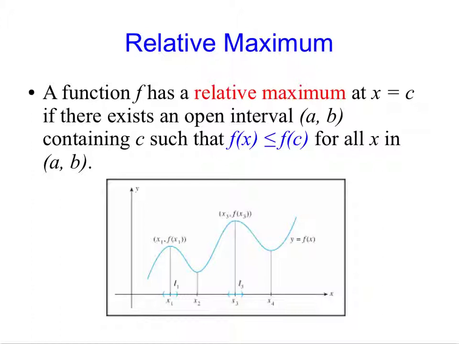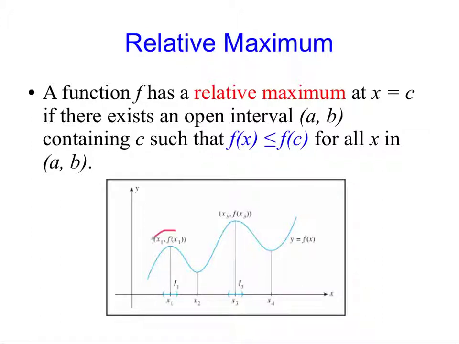So just like we defined increasing and decreasing, we're going to define relative maximum. A function has a relative maximum at x equals c if there exists an open interval (a, b) containing c such that f of x is less than or equal to f of c for all x in (a, b). And that's the way we describe in math language what I just talked about on the last slide.